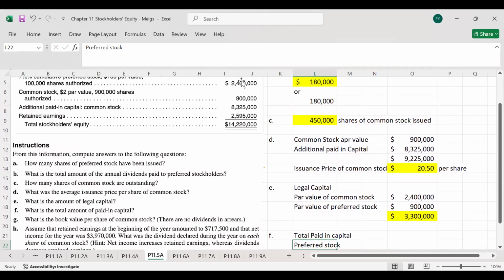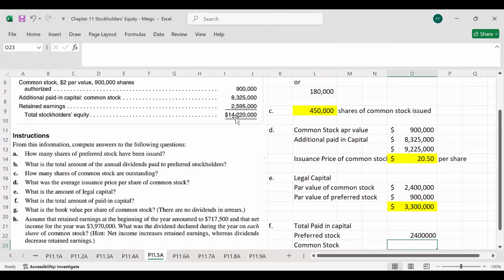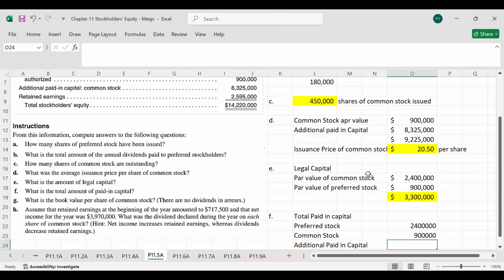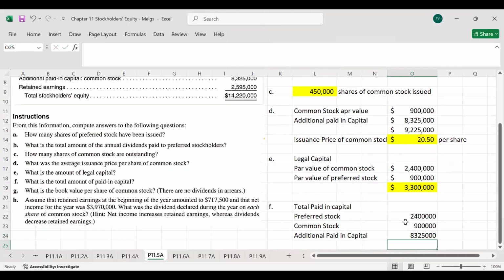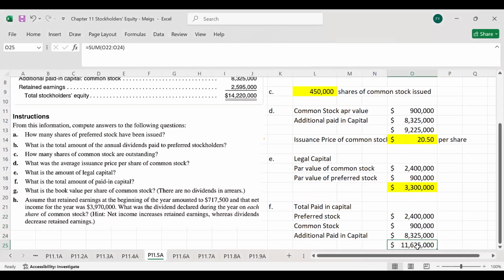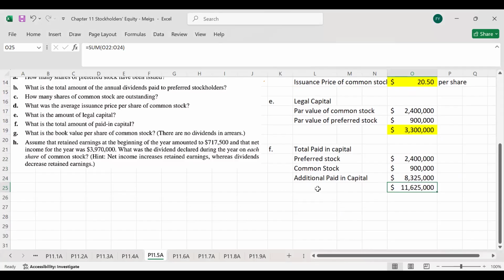Here you can take the amount from this. You can see 2.4 million. So we have 2.4 million. Then 900,000 is common stock. Then additional paid in capital is 8.325 million. So by adding all these three, we get the dollar amount. So this 11.625 million represents your total paid in capital.